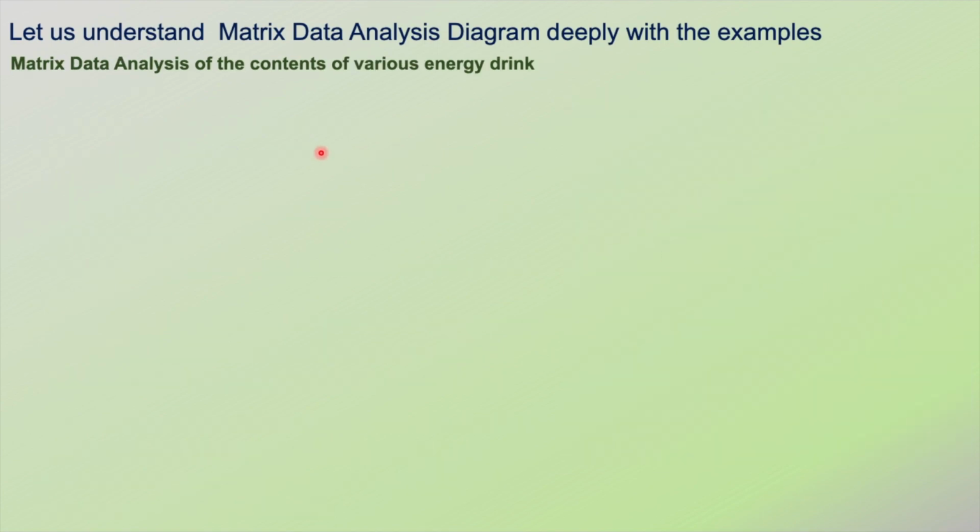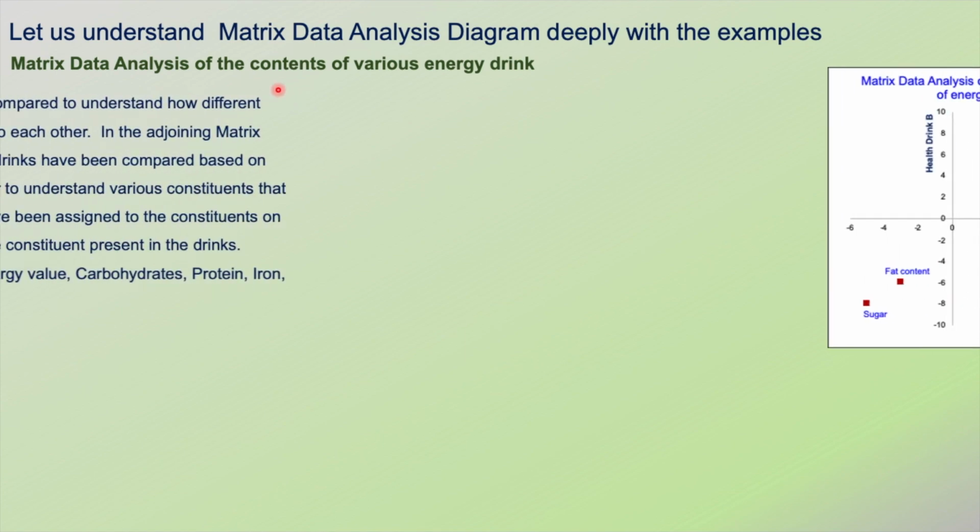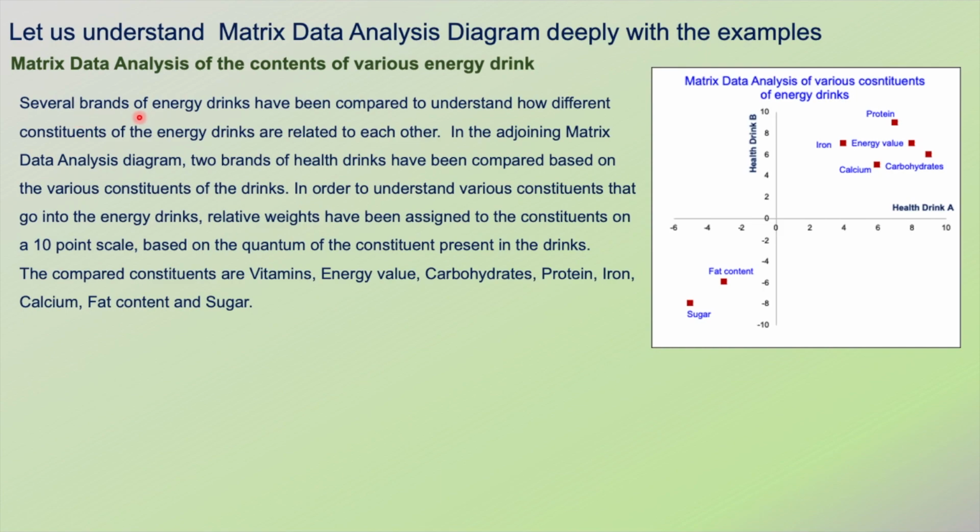Let us see one more example. In this case, we are analyzing the contents of various energy drinks. Several brands of energy drink have been compared to understand how different constituents of the energy drinks are related to each other. In the adjoining matrix data analysis diagram, two brands of health drinks are considered. They have been compared based on the various constituents of the drinks. In order to understand the constituents that go into the energy drinks, relative weights have been assigned to the constituents.